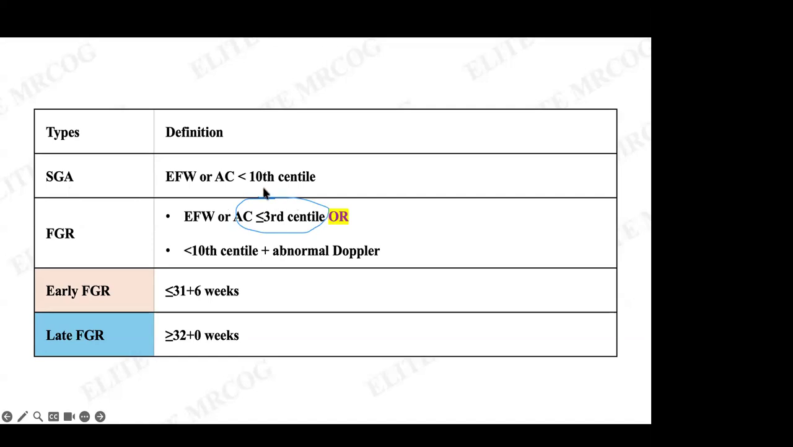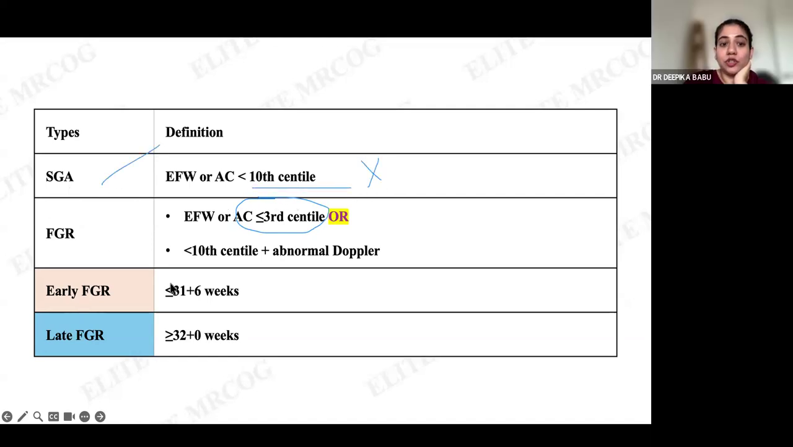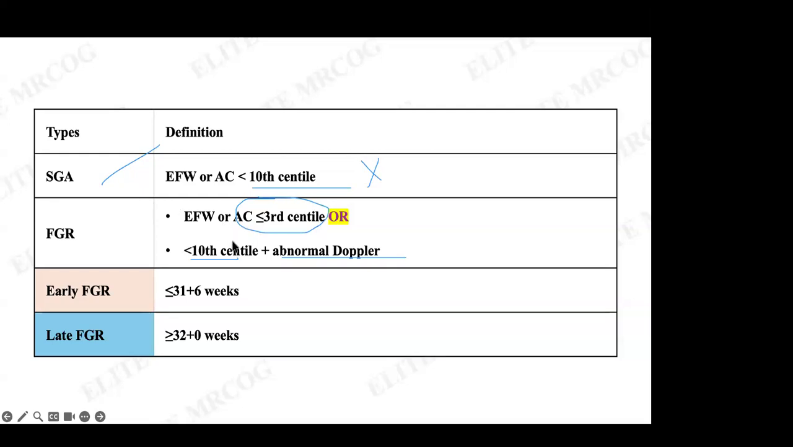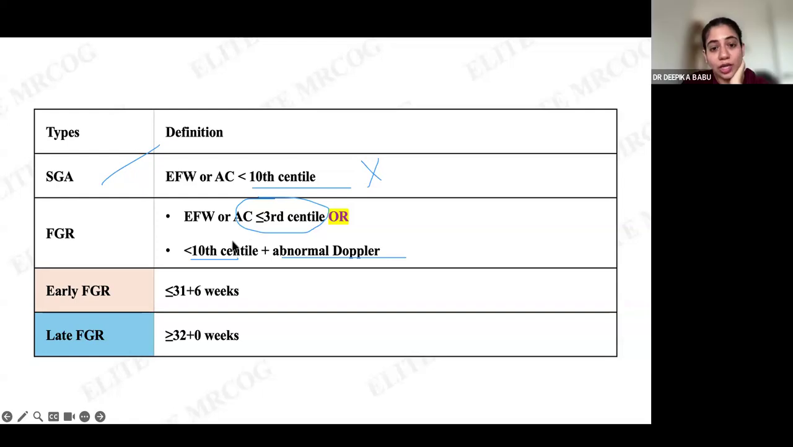Okay. So SGA is less than 10th centile but no Doppler changes. FGR is either estimated weight or abdominal circumference less than or equal to third centile, or less than 10th centile plus abnormal Doppler. So less than 3rd centile is enough for us to label it as a fetal growth restricted baby. But less than 10th centile without Doppler changes is SGA. With Doppler changes, it is FGR.